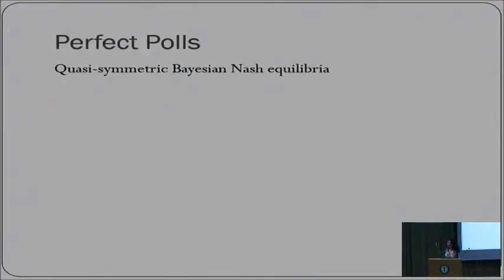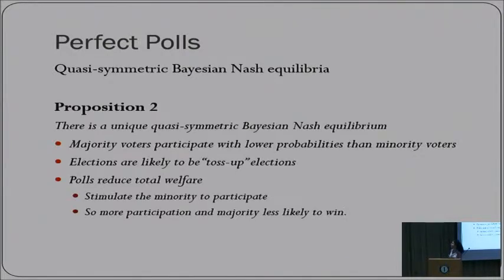Okay, perfect polls. So we're going to focus on quasi-symmetric Bayesian Nash equilibria. So this just corresponds to saying that everyone who sees red and gets the red ball is going to vote in the same way. Okay, and likewise for all the other combinations. So proposition 2 says that there's a unique quasi-symmetric Bayesian Nash equilibrium where the majority voters participate with lower probabilities than the minority voters. So now you know whether you're the likely majority or the likely minority. When you're the likely minority, in order to have a shot at winning, you need to participate more. So that's what happens in equilibrium.